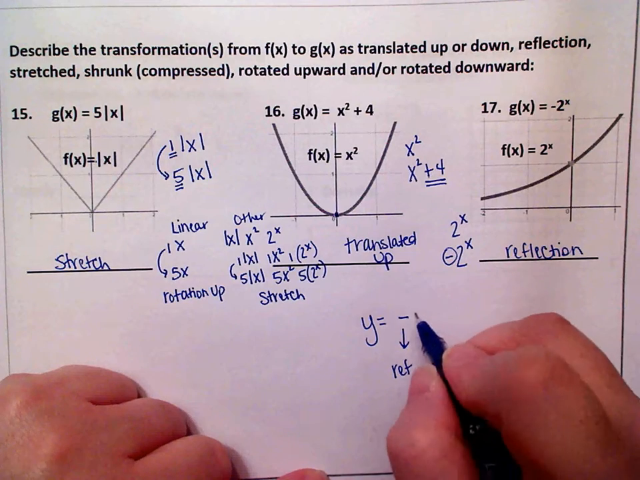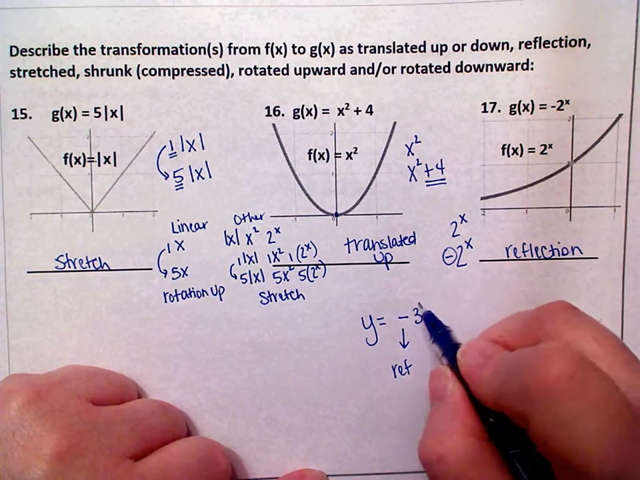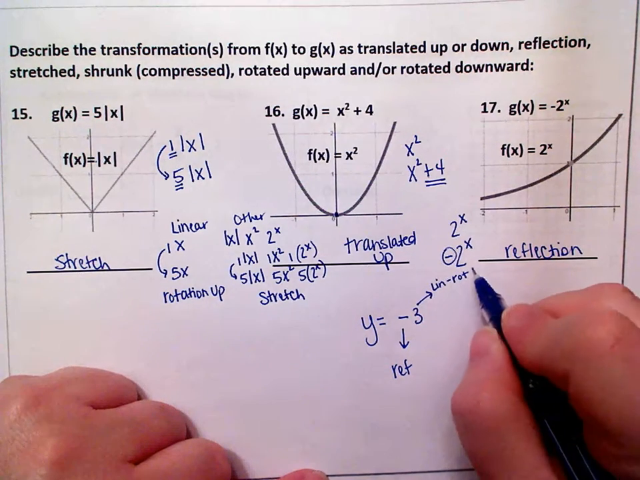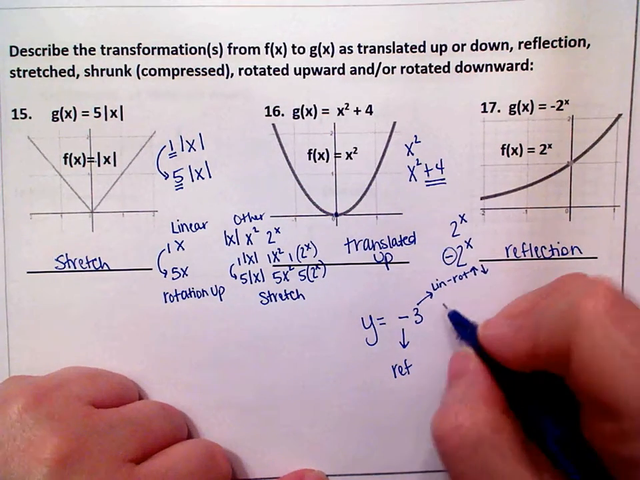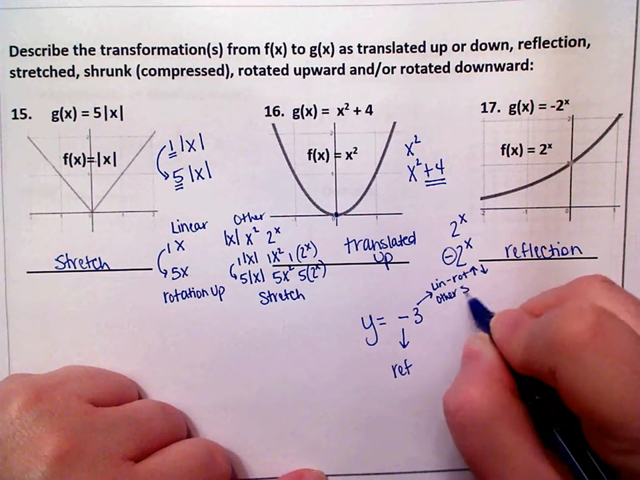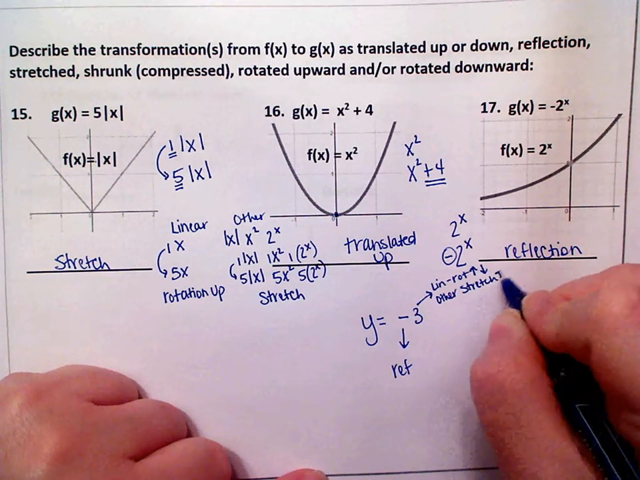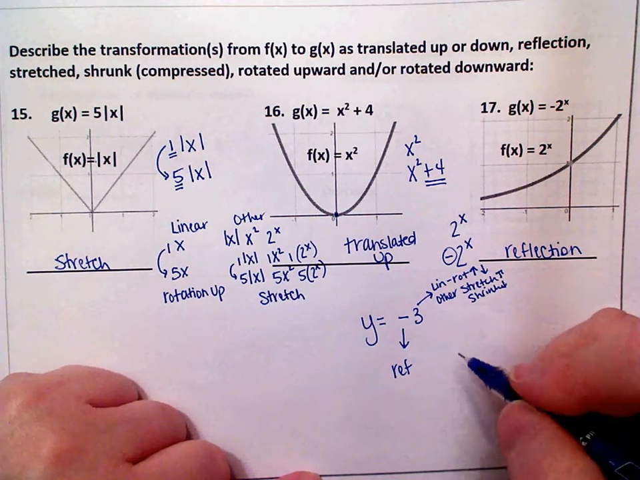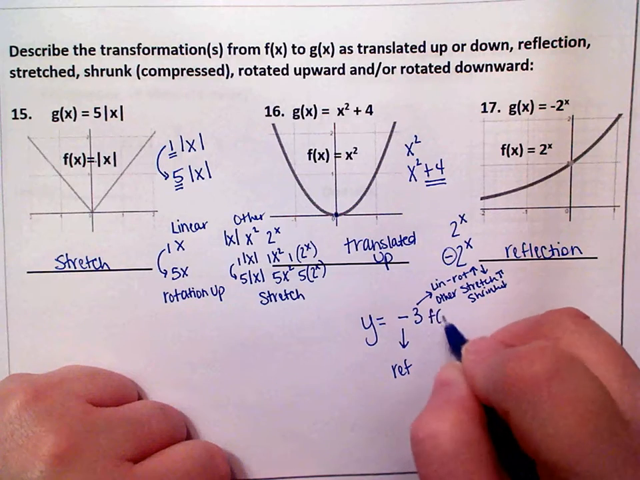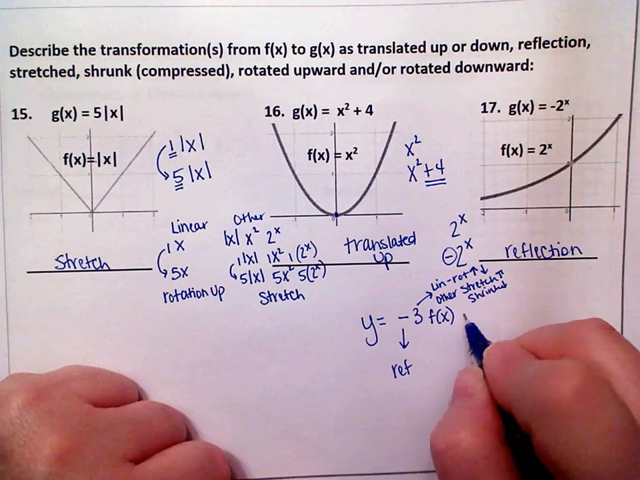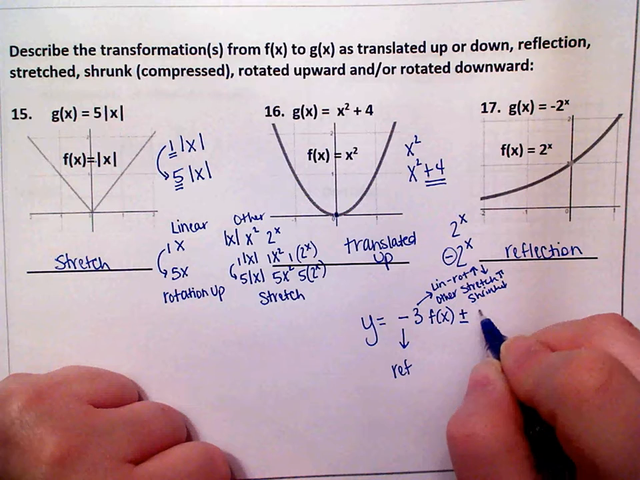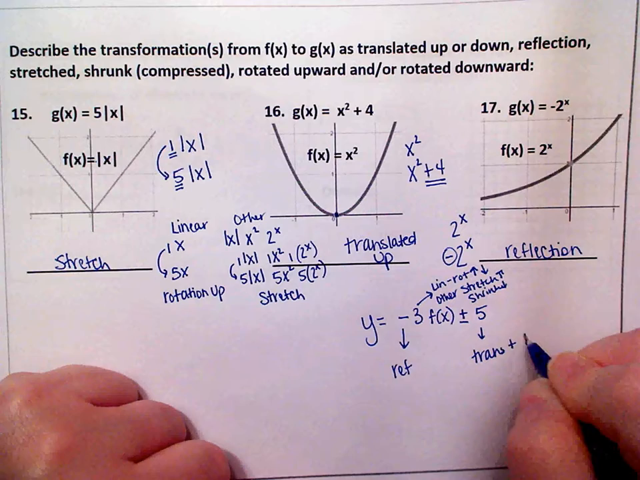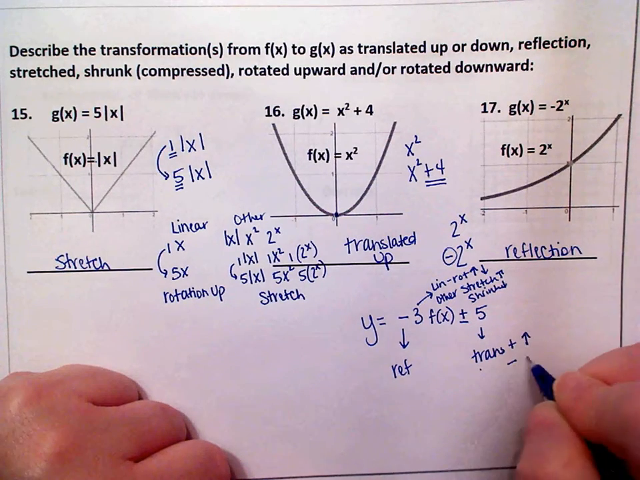A number change means something different for linear. It means a rotation. If it got bigger, it rotated up. If it got smaller, it rotated down. And for the other three, we call it a stretch if it went up, and a shrink if it went down. And remember, shrink will be a fraction, less than 1. And then you have your function that you started with. And then if you have plus or minus a number at the end, then that means a translation. If it's addition, it's translated up. If it's subtraction, it's translated down.